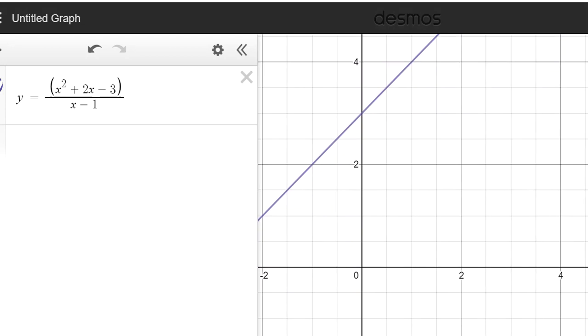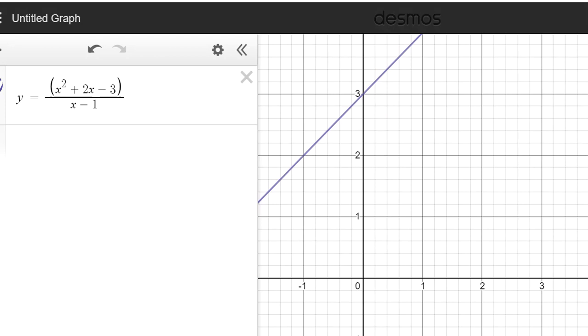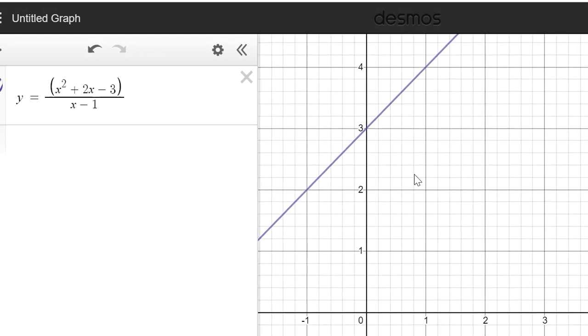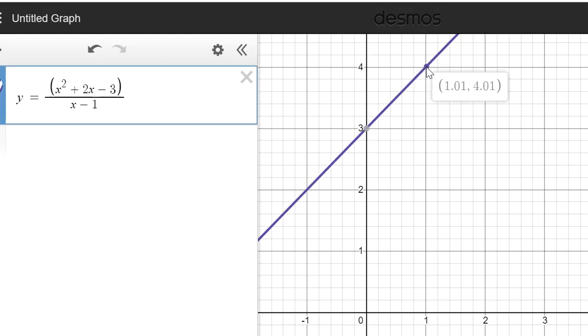But if we zoom in and I look specifically at the number 1, and I go up to 4, I click on it, you'll see that the y value is undefined. And if you can see underneath my mouse, it's an open circle there, whereas when I scroll down, it's a filled in purple circle. But at 1 and 4, it's an open circle and it's listed as 1 comma undefined.